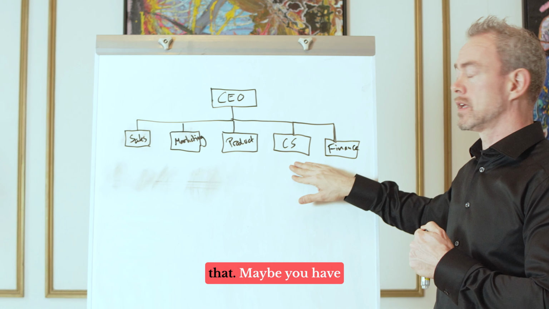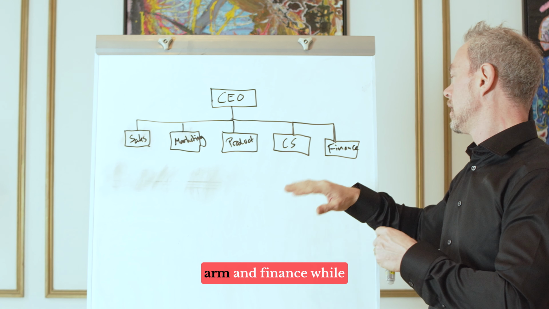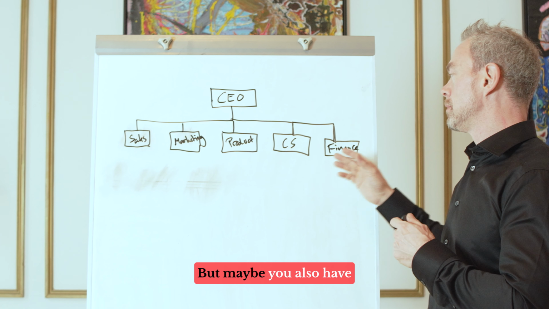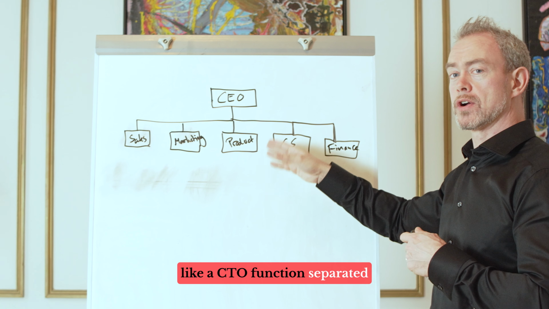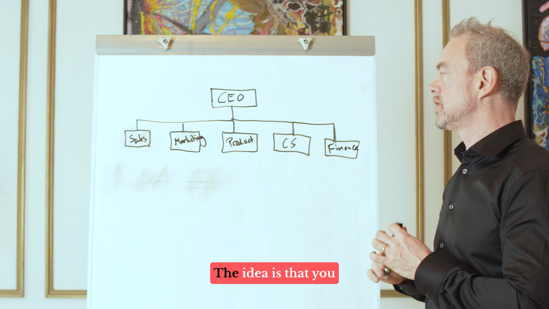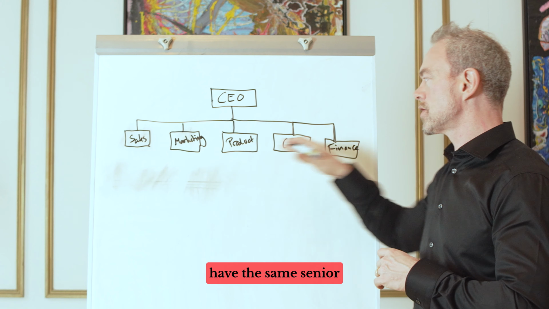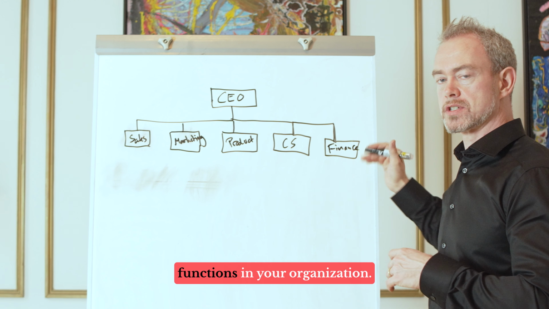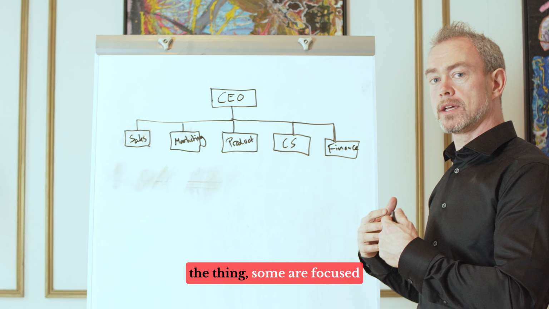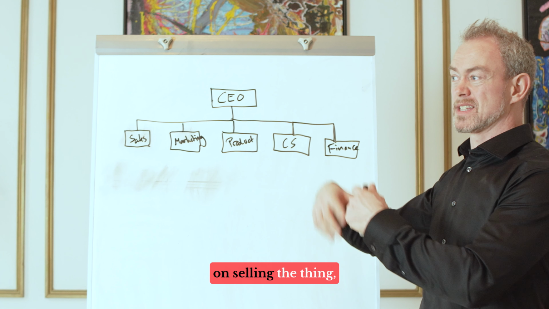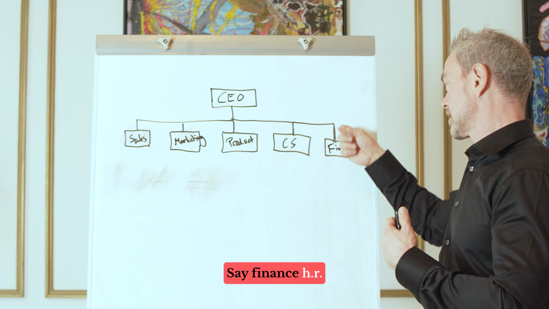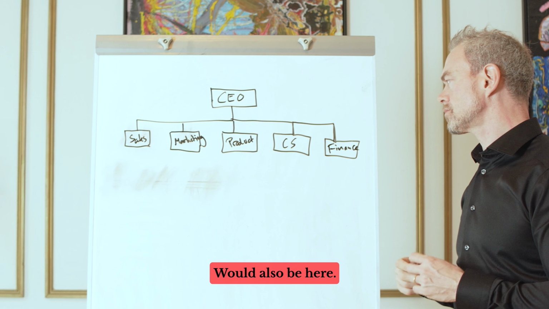Maybe you don't have that. Maybe you have a professional service arm. Finance, well, most people have some sort of finance function, but maybe you also have a CTO function separated from the product. All that is fine. Just accommodate to whatever fits you. The idea is that you have senior leadership running different functions in your organization. Some are focused on building the thing, some are focused on selling the thing, and some are focused on just the overhead. Finance, HR would also be here.